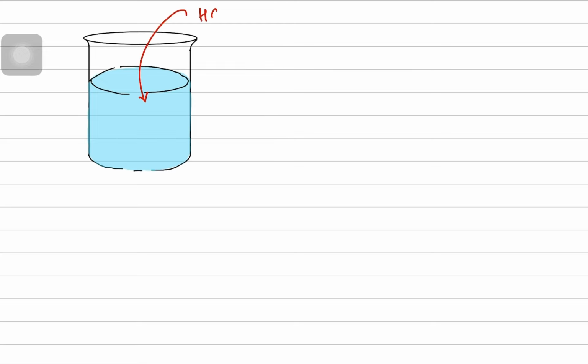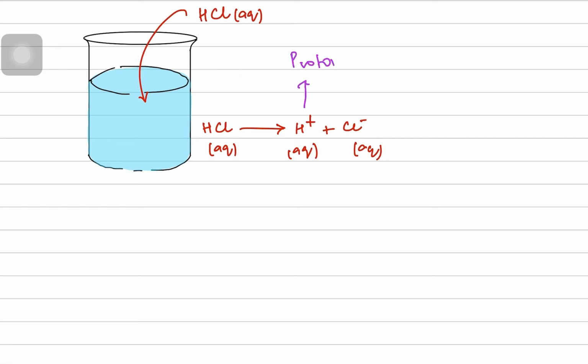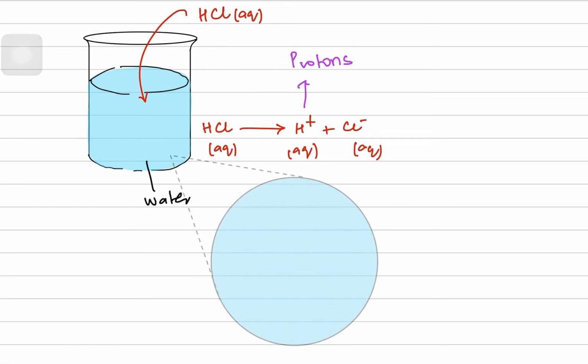Imagine you had a beaker of water and you're adding aqueous HCl in it. So it's already aqueous, but I'm dissolving it in more water. So now what happens is the aqueous HCl will dissociate into aqueous hydrogen ions and chloride ions. By the way, hydrogen ions are also called protons because they literally have only a proton and no neutron. If we look at the water on a molecular level, you will see that there are water molecules already there, and the HCl was recently introduced.